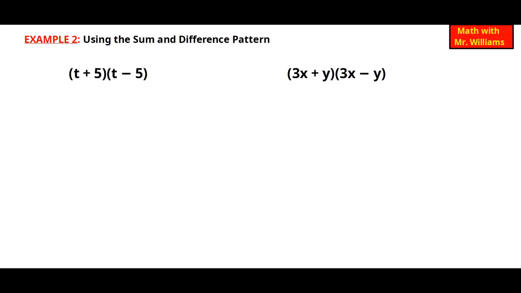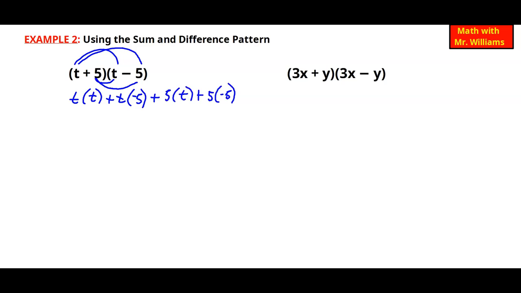So I'm going to go ahead and prove our pattern by using the FOIL method here. We have t times t, and then t times a negative 5. And then we're going to take the 5 and multiply it by the t, and then by the negative 5. So t times t is t squared, plus negative 5 times t is a negative 5t, plus a positive 5t, plus 5 times a negative 5 is a negative 25.